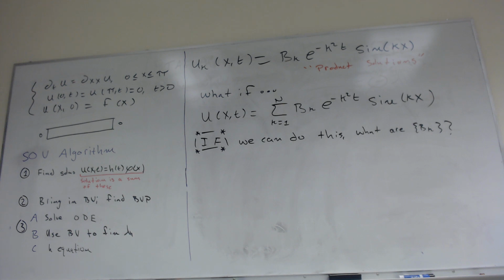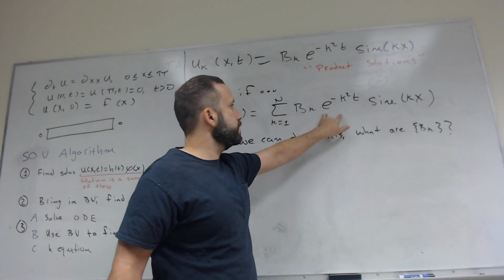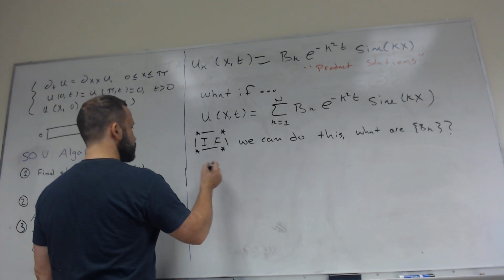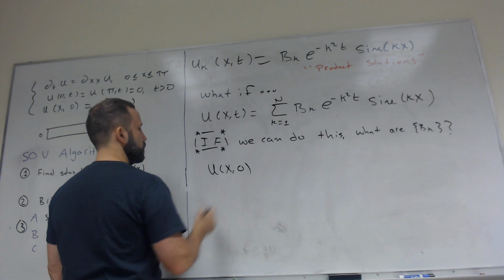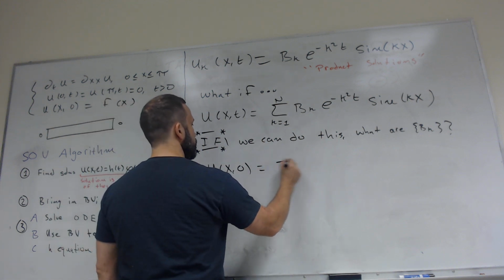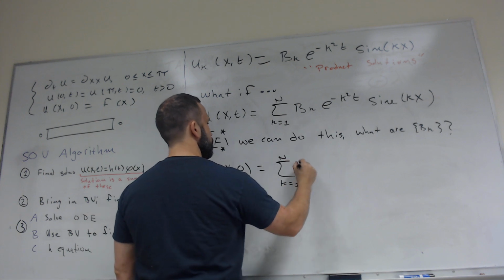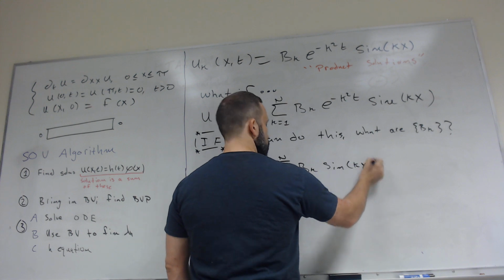Okay, well, let's try to think through this. Notice there's one piece of information that we haven't used yet. It's this boundary value. And notice if you plug in t equal to 0, this expression gets a lot simpler. The exponential term goes away, and we're just left with the sine terms. So u(x,0) is equal to the sum k equals 1 to n of b_k sine(kx).